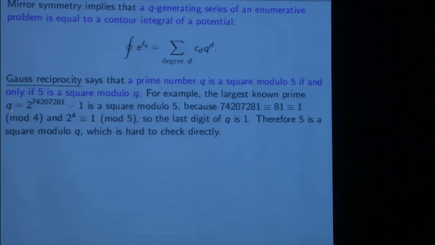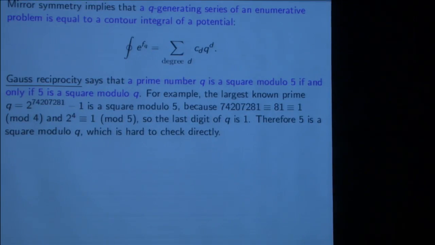So suppose q is this prime, which is the largest known prime, according to Wikipedia. Well, I can tell you it's a square mod 5. I would have some difficulty giving you the square root off the top of my head. But if I apply Gauss reciprocity, I just have to check that this exponent is 81, which is 1 mod 4, and 2 to the 4 is 1 mod 5. So the last digit of q is 1, and that's enough to tell me that q is a square mod 5.